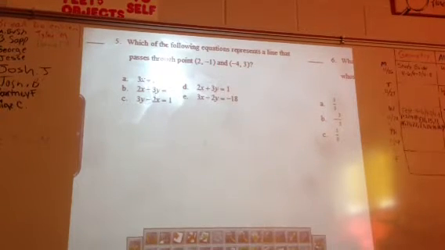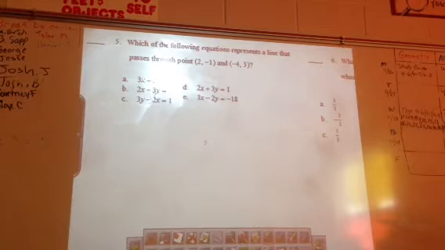Number 5. Which of the following equations represents a line that passes through the points (2, -1) and (-4, 3)?